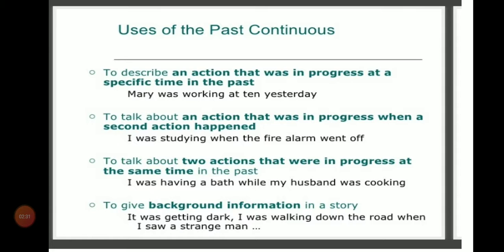So I was having a bath. This is a long action. While my husband was cooking, he's doing another long action, which is cooking. Okay? And finally, we use this tense to give background information in a story. Like, it was getting dark, I was walking down the road when I saw a strange man. So if you are giving background information in a story, you can also use the past continuous tense.